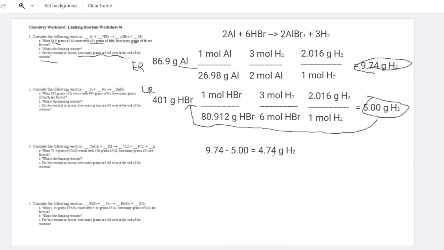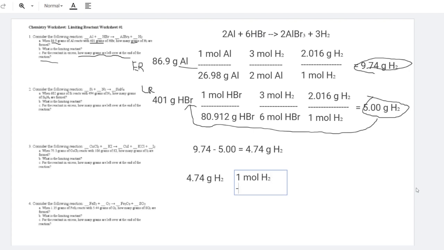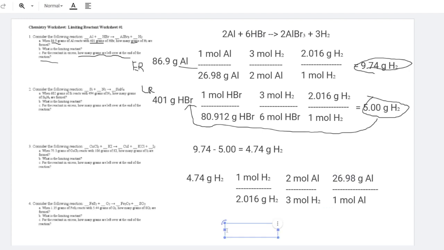Now that we know that there are 4.74 grams left over, we can calculate the grams of aluminum that are in excess. Let's start by converting these grams back into moles. Once we've converted it back into moles, we can use the molar ratio between hydrogen gas and aluminum. Finally, we can convert the aluminum back into grams. Now all we have to do is do the calculation, and we get about 42.29 grams of aluminum.